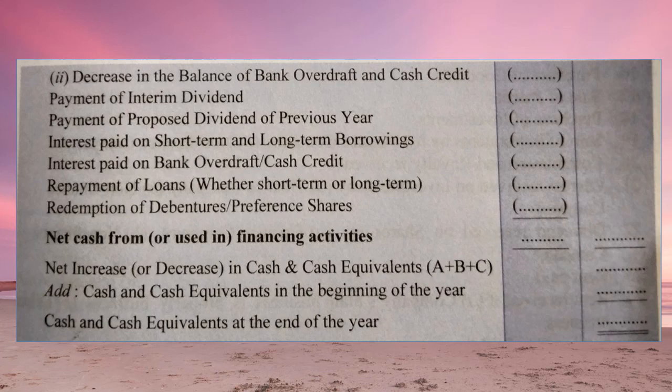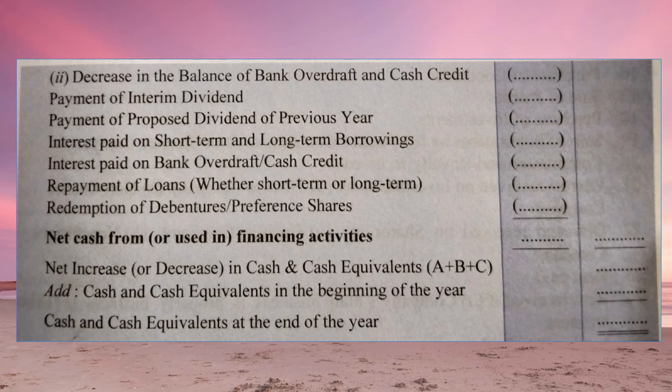Payment of proposed dividend of previous year. Now listen, the previous year's proposed dividend will be paid in the current year, so it has been subtracted. Payment of proposed dividend of previous year is subtracted. Interest paid on short term and long term borrowings. See, this interest payment in CFO was added back, and now that amount will be subtracted. Interest can be paid on short term borrowings or long term borrowings. The amount will be subtracted because it has been paid. It is an expense, and expenses are supposed to be subtracted.